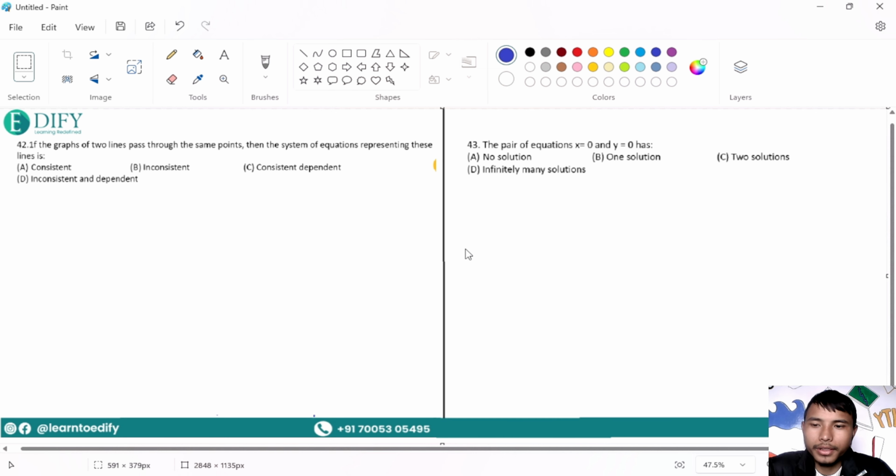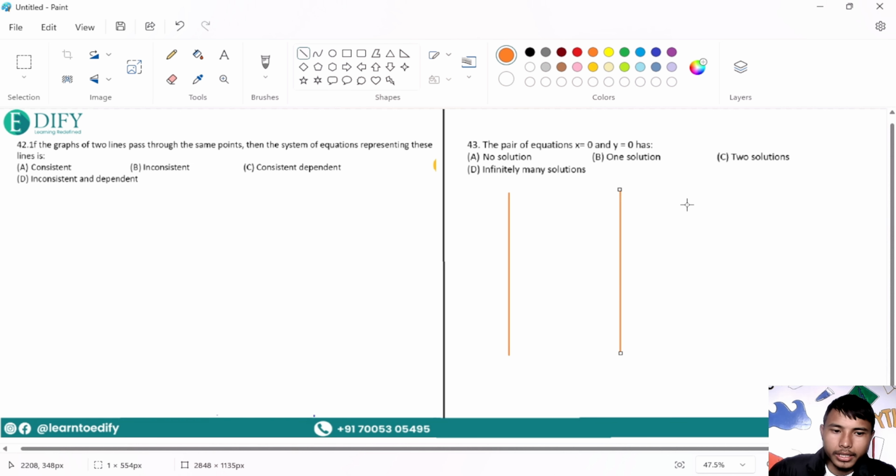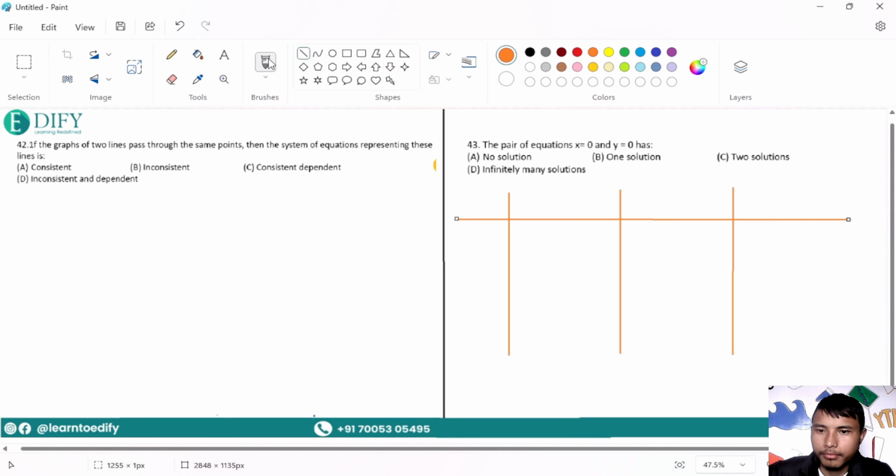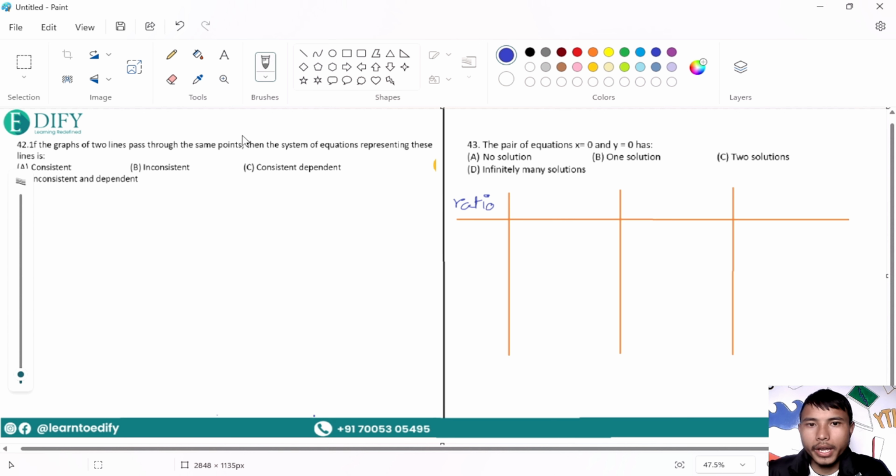First, we look at the nature of lines and consistency. We draw a table. The first column is the ratio, after the ratio the nature of the graph, then how many solutions, and then the nature of consistency. So the first one is the ratio.